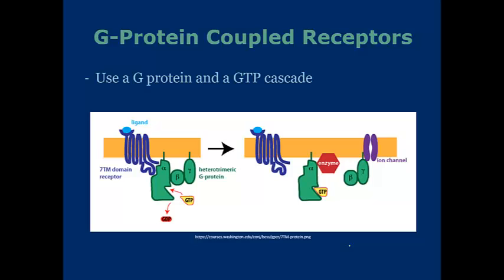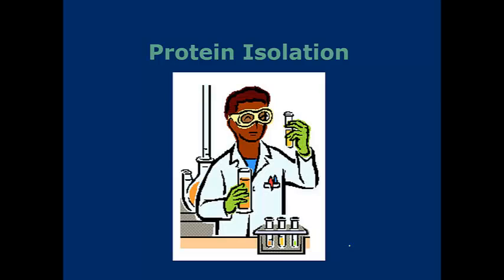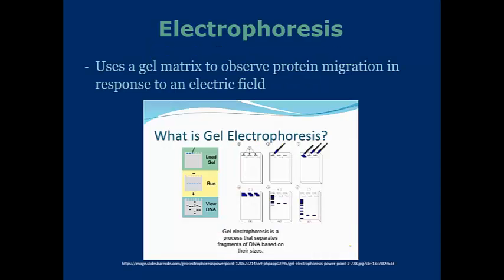G-protein coupled receptors are also enzyme-linked receptors, except they use G proteins and a GTP cascade to trigger this intracellular response. So we've gone over all of the biosignaling and functions, but how would we isolate these proteins in a lab? Well, let's go into some information regarding these processes.